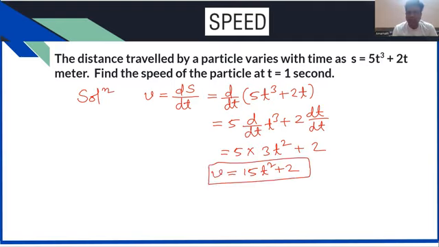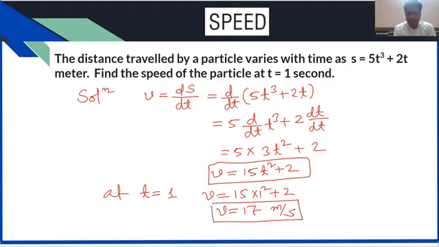If you put t equal to 1, you are going to get some different answer. If you put t equal to 2, you are going to get some different answer. So at t equal to 1, speed is equal to 15 plus 2, so it is 17. Is it okay? Yes, sir. Nice.